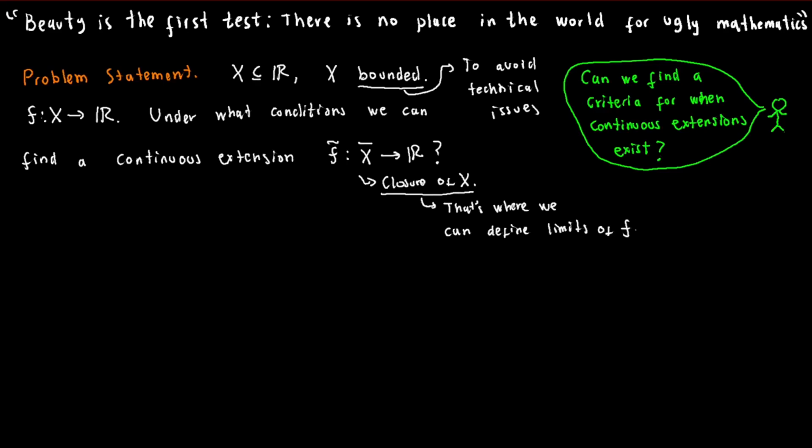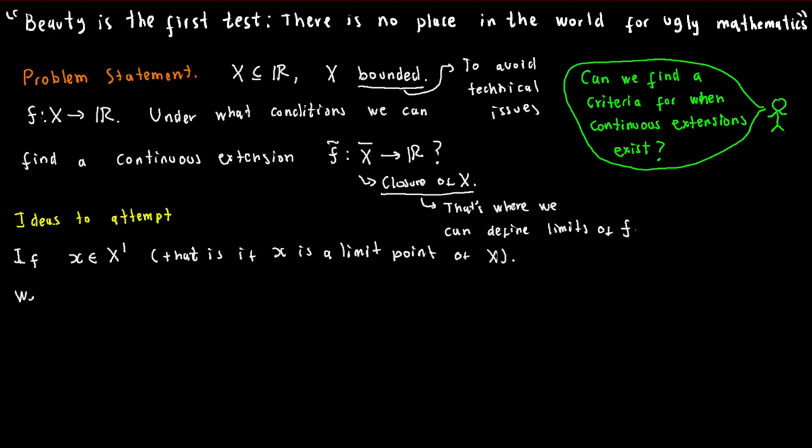Plus, we only need to extend the function to the closure of X because the limit of a function is only defined for the limit points of its domain. Let's zoom in on the problem of extending f to just one limit point of X. Suppose x is a limit point of X that isn't already in the domain of f. To extend f and make it continuous at x, we must define f tilde at x as the limit of f of x prime as x prime approaches x.